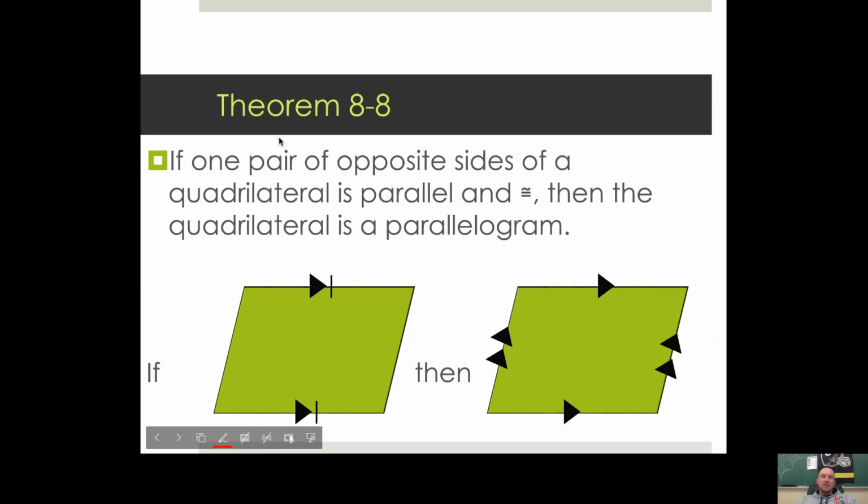This one's new. This is theorem 8.8. It does not have a converse from last section. If one pair of opposite sides of a quadrilateral is parallel and congruent, then the quadrilateral is a parallelogram.